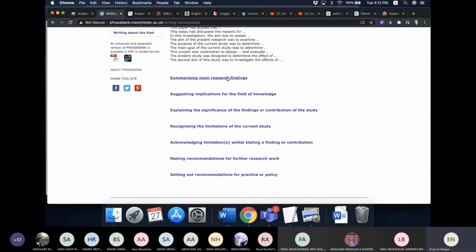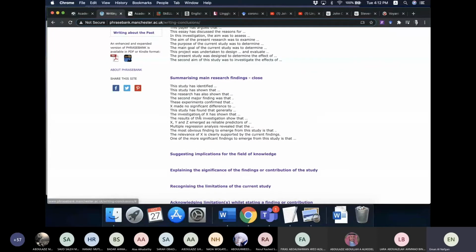You want to summarize your main research findings. Here are some phrases to do that. And of course, you have the X, Y, and Z to stand for your ideas, okay? Or for what you're presenting, your results, your theory, whatever it is. Okay, so the investigation of, let's say a pediatric drug or whatever, has shown that, so on and so forth.